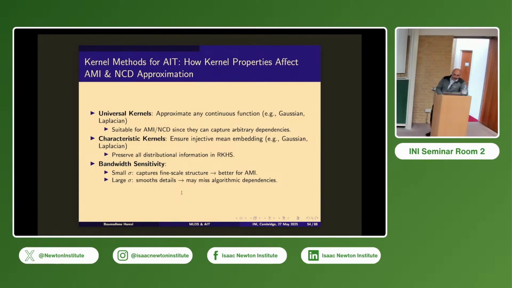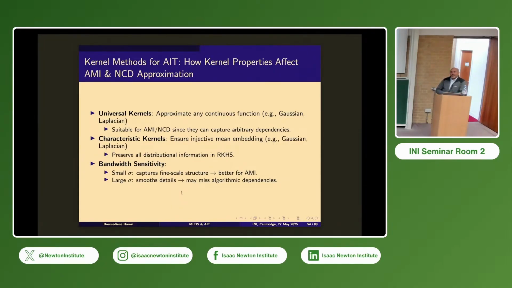I may have missed that in your presentation, but we have defined kernels for AIT, such as NCD, etc. But concretely, how do those definitions apply to AIT, like concrete applications for kernel methods in this context? So how can we use kernel methods in AIT, or where could we use them?